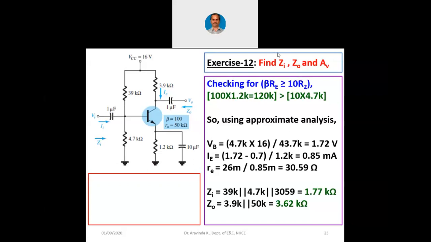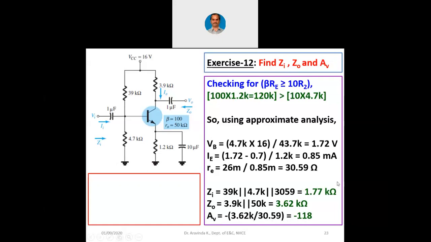Okay, Sayan has given the answer as 2.033. No, something is wrong. It cannot be 2.033. Voltage gain in case of common emitter will be much higher. 3.62 kilo ohms divided by 30.59 ohms. That means 3620 divided by 30.59. So the answer will be larger. Let me show you the answer. 3.62 kilo divided by 30.59 is 118. That is going to be the voltage gain.